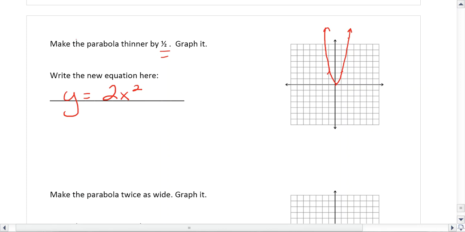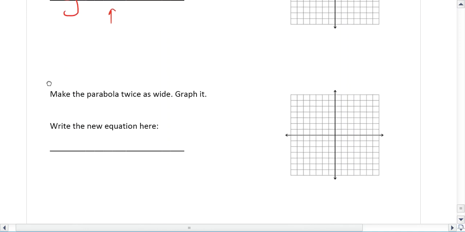But if you think about it, when you put this 2 in front, it's making the y's go up twice as fast. So instead of here at 1, you double that up here at 2. Over here at 2, you're not at 4, you're at 8. So the 2 makes it go up twice as fast.